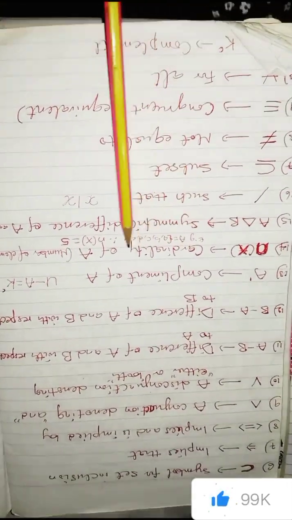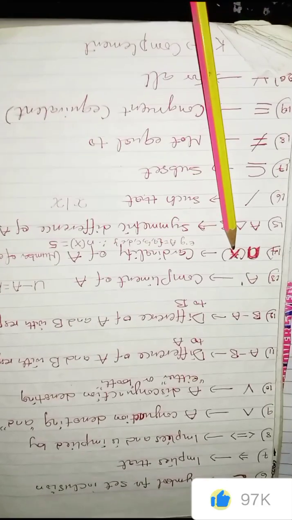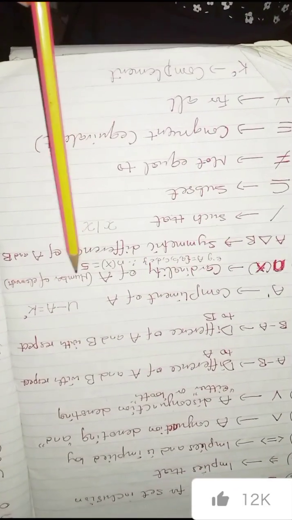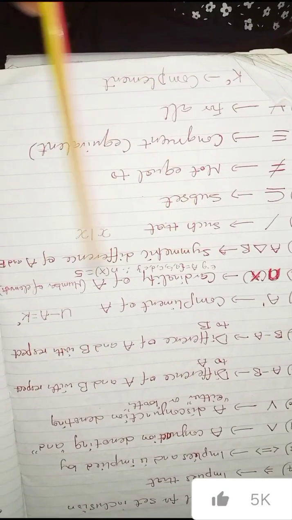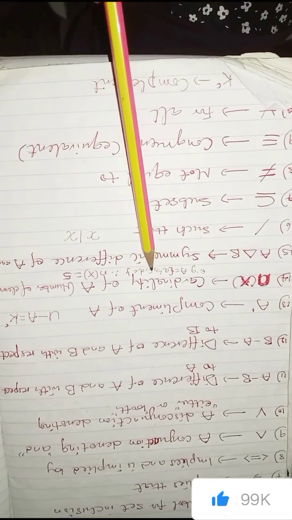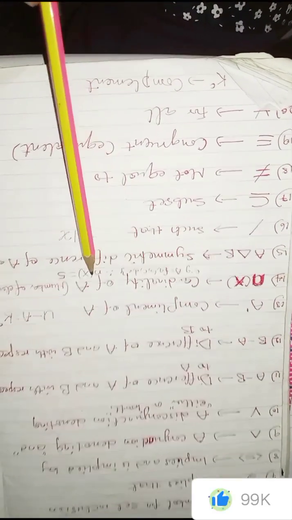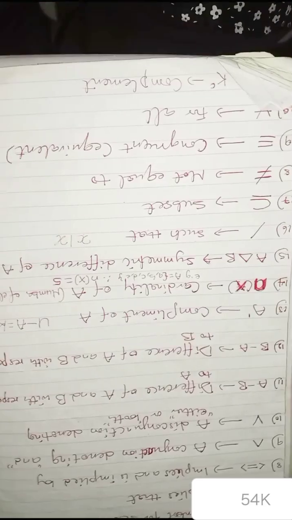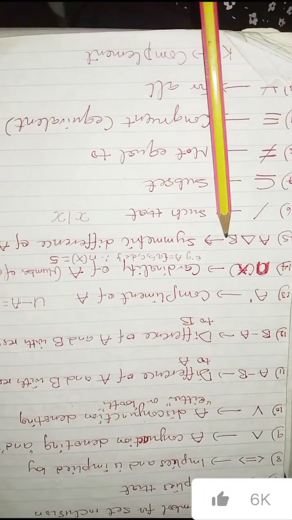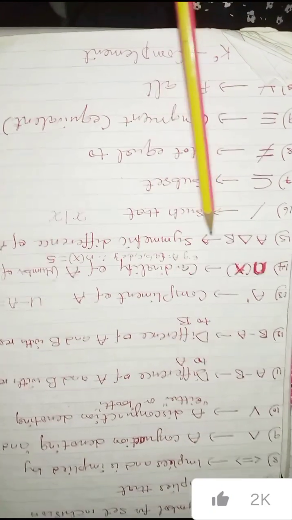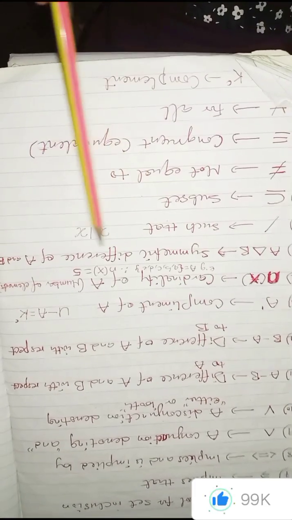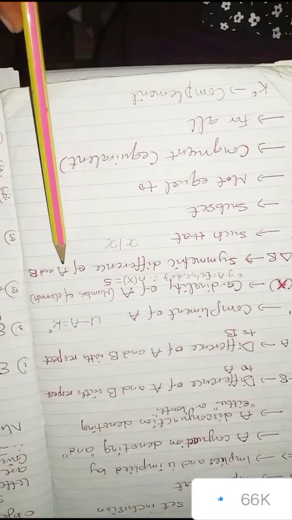Then we have cardinality. Cardinality means the number of elements in a given set. It's denoted by n open bracket x. Cardinality of A, number of elements. Let's take an example. We have A, B, C, D, E. Let's count it: 1, 2, 3, 4, 5. So the cardinality, which is n(s), equals 5, the number of elements. Then quickly, we'll go to the next one. We have A delta B, which means the symmetric difference between A and B.